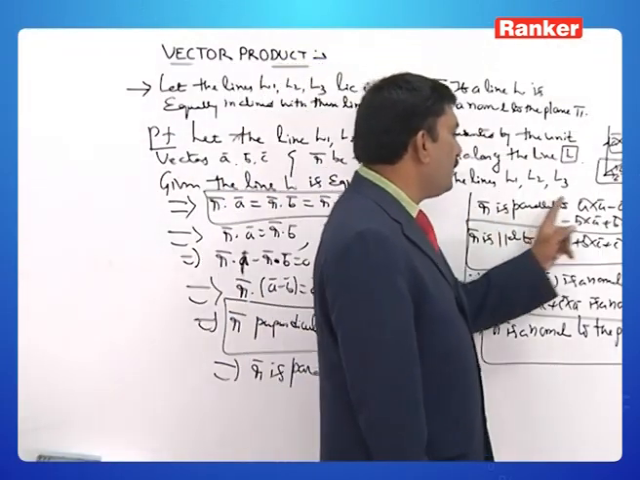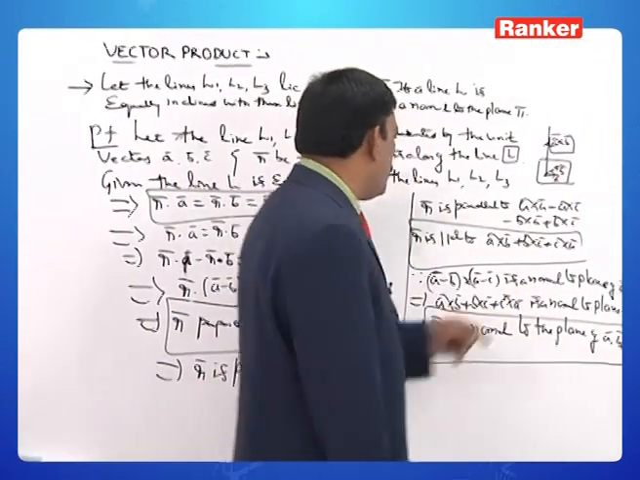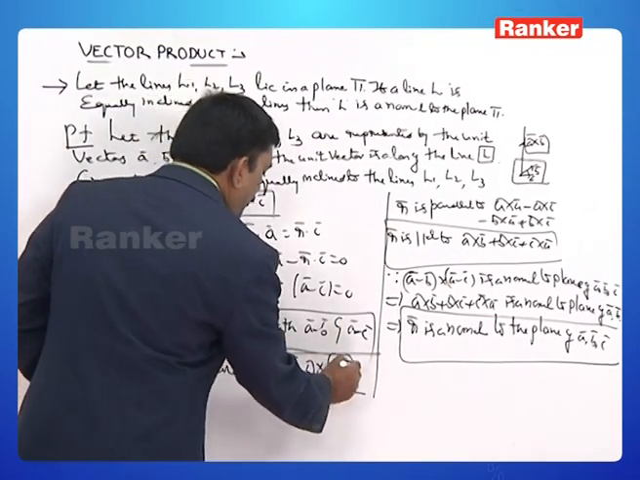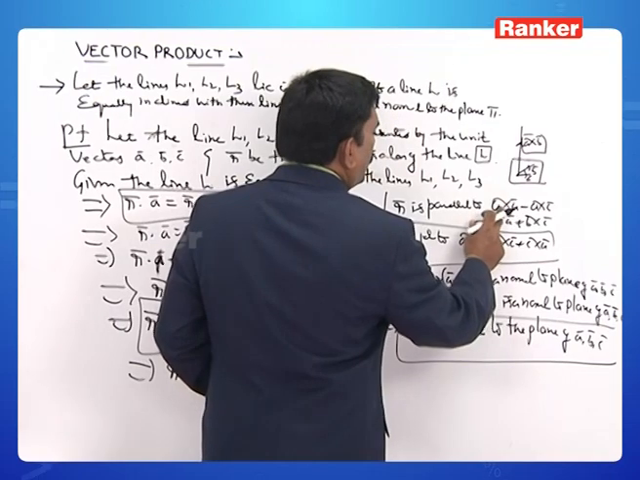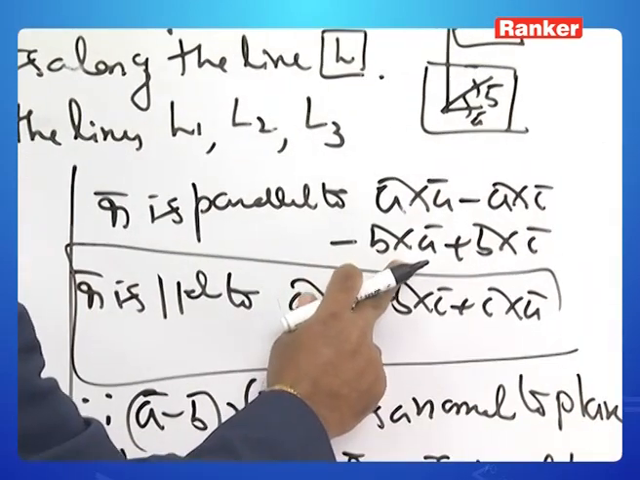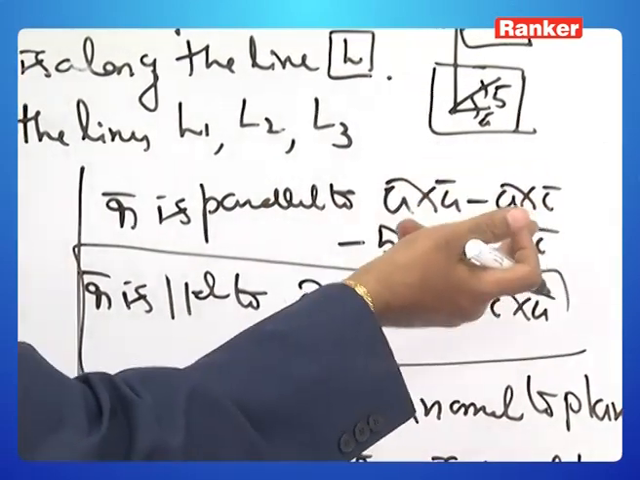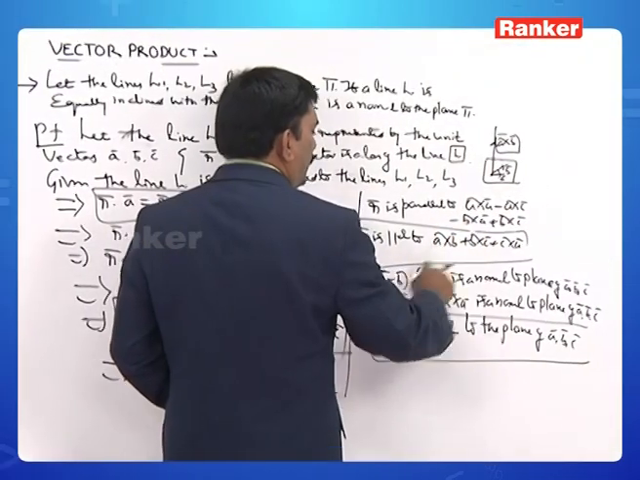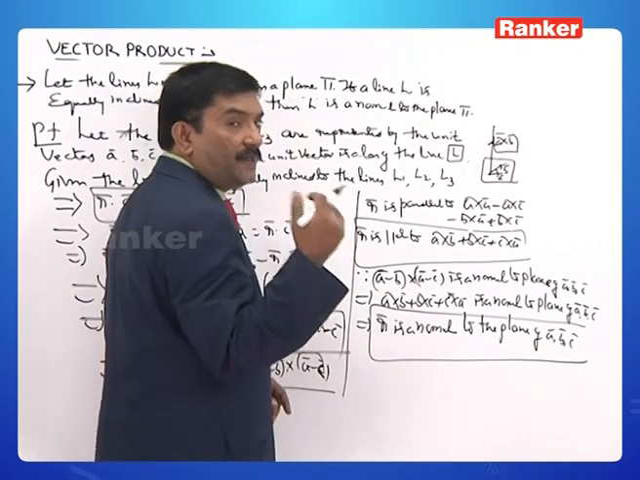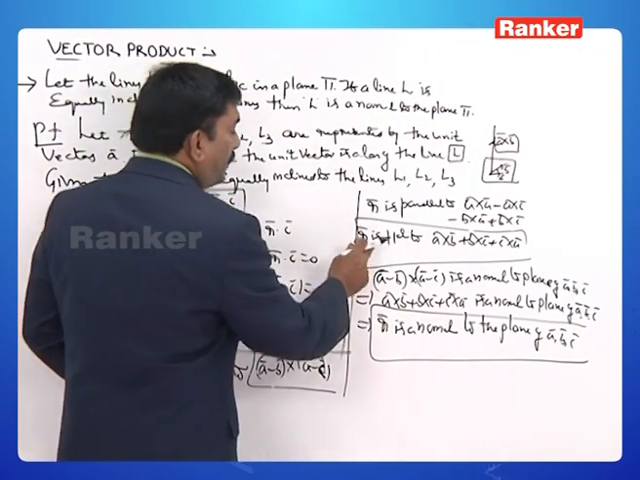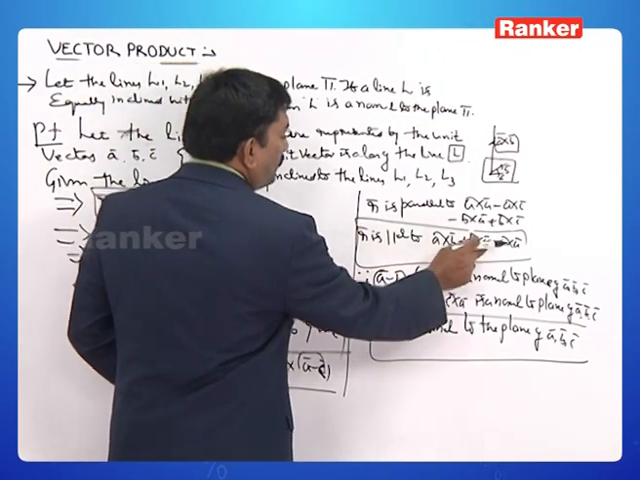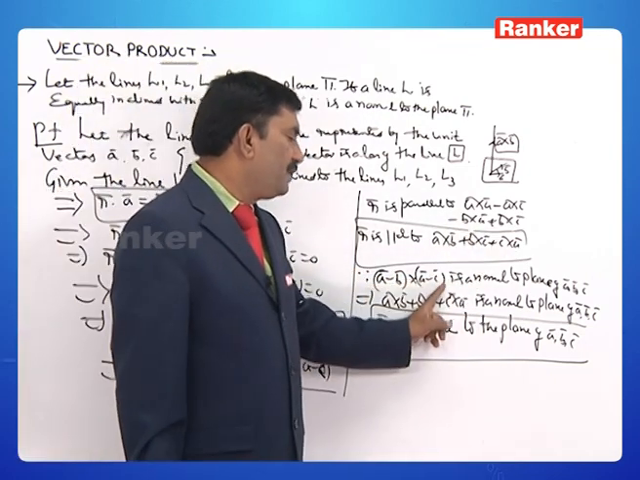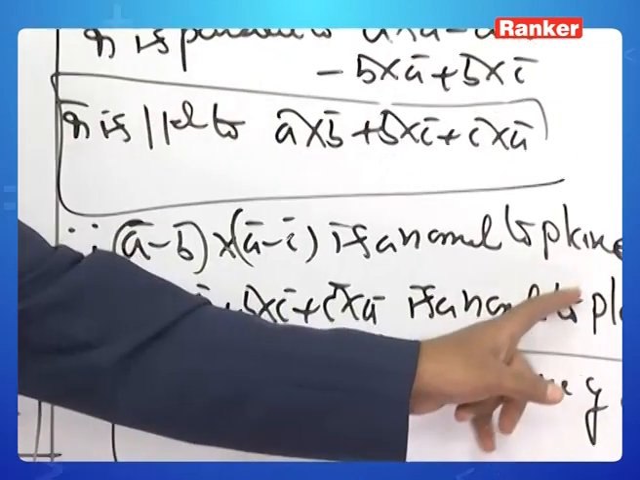So when R bar is parallel to this, now you take the cross product of this: A cross A, B cross A like this. So now this becomes A cross A minus A cross C minus B cross A, B cross C. Change the direction: instead of A cross A, C cross A, instead of minus B cross A, A cross B. Whenever you interchange the cross product, the sign changes. So therefore, R bar is parallel to A cross B plus B cross C plus C cross A. A bar minus B bar cross A bar minus C bar is a normal to the plane of A bar, B bar, C bar.